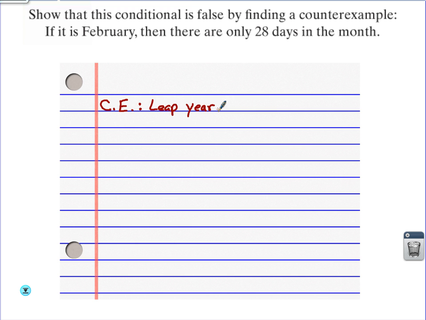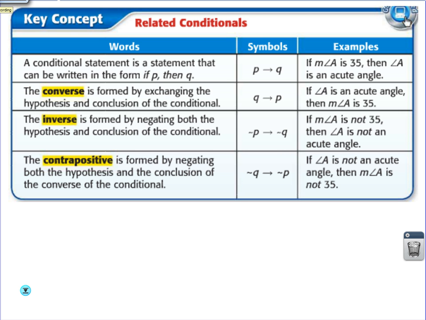As we know, in a leap year there are 29 days in February. A conditional statement, I've already told you this, can be written in the form P implies Q. You can ask your grandparents, I'm sure they remember the saying "mind your P's and Q's." It could possibly come from this situation. A conditional statement can be written in the form P implies Q. So, examples of that? If it is raining, that implies that I'm going to carry my umbrella.